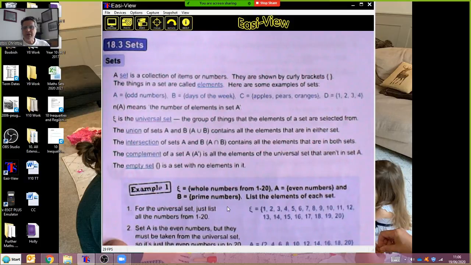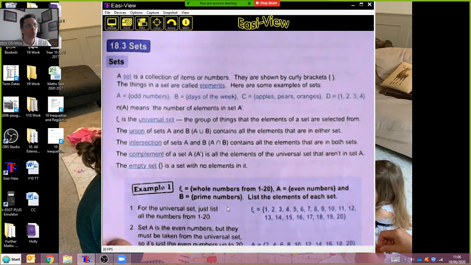So here's an example of what a set could be. We are Year 9 set 1. Within that set there's a set of boys and a set of girls. So you can imagine how we can subdivide the whole grouping.